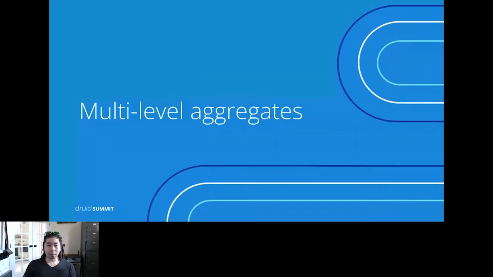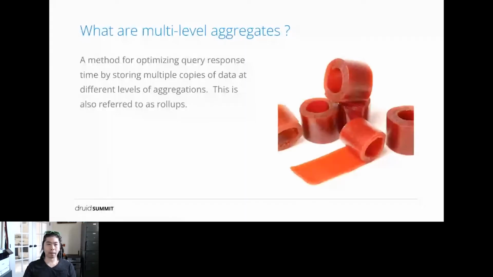Okay, so let's talk about how Amobee used multi-level aggregates in our legacy reporting system. Let me start off with what multi-level aggregates are and what it means to Amobee. Amobee is an ad tech company. We deal with advertising in the social realm, the display realm, the TV realm, and so on.